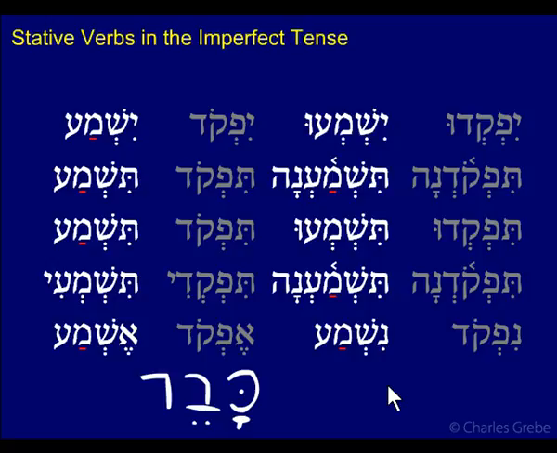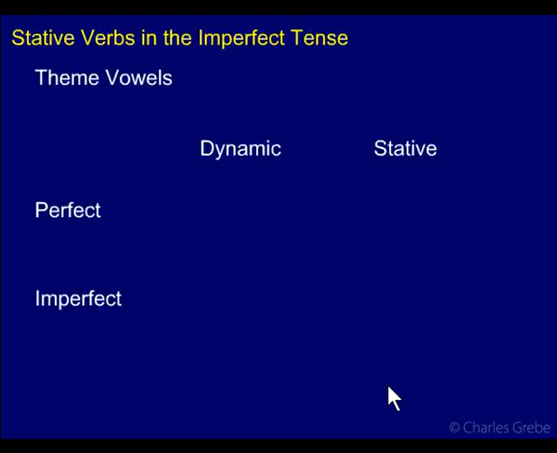Now this is interesting because compare it with the perfect. In the perfect, the dynamic form, the theme vowel was what? Pakad. What is our normal theme vowel for dynamic perfect? Pakad is patach, right? Okay, what I'm talking about here is this.